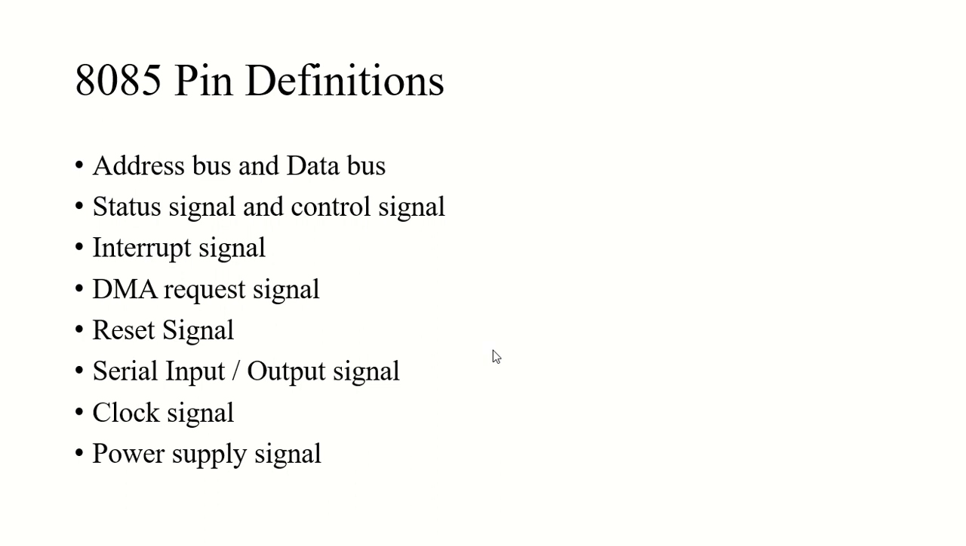Then we will be moving to the third group, the interrupt signals. The first signal of the interrupt signal group is the TRAP signal, which is again an active high, level and edge triggered, non-maskable, high priority interrupt.